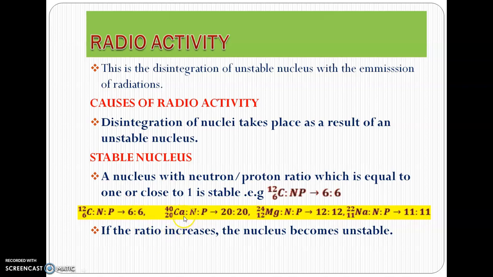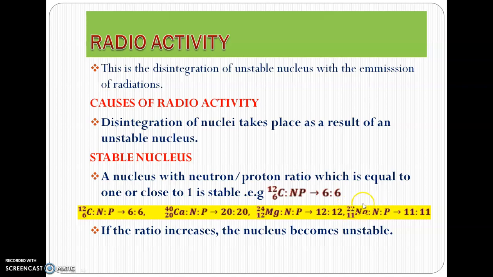Then calcium as well, which has the mass number of 40 and the proton number 20. So we have the neutron proton ratio, which is 20 to 20. We have magnesium with the mass number 24, proton number 12. So we have the neutron proton number 12. You may be surprised at how these are coming about. I will actually direct you to watch the first videos that I did when I just started this topic, atomic physics, where we had to look at an atom and the nuclide notations.